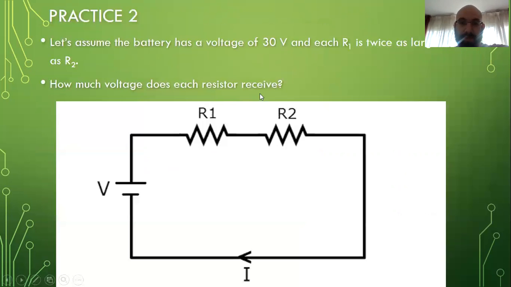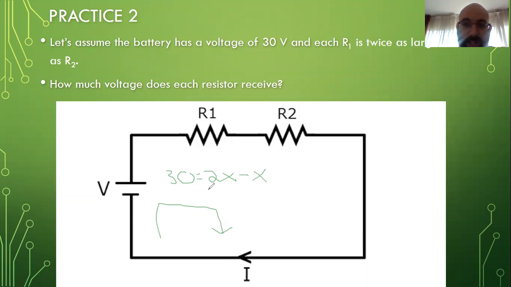In this next problem, same setup, but this time the voltage is 30, and R1 has twice the resistance of R2. So here we go again. We draw our loop. In this case, the loop is going, again, clockwise. So now it's 30 equals... Now this has twice the resistance, so we're going to call this 2x, and then R2 is just x.